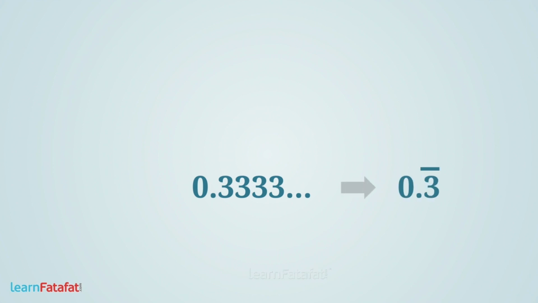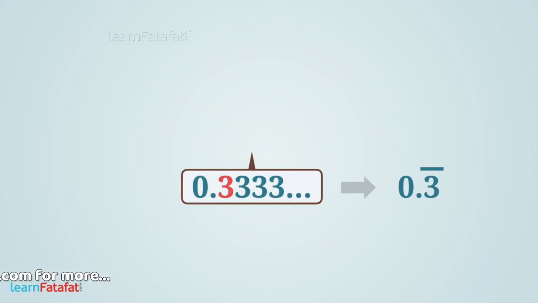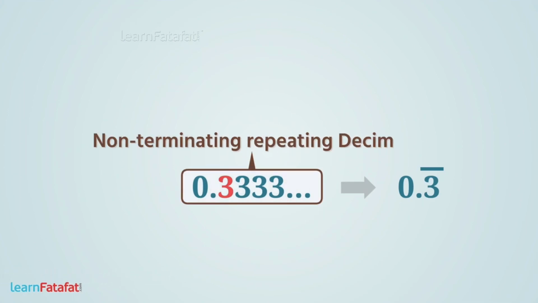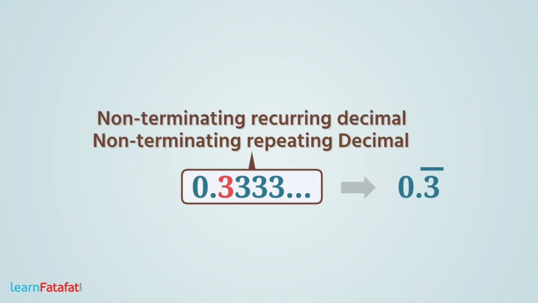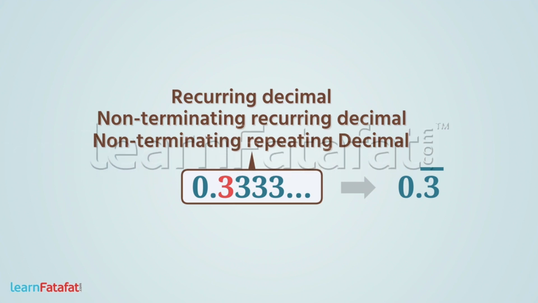Now consider a number 0.3333 and so on. It can be written as 0.3 with a bar above 3 and read as 0.3 repeating. In this number, the digit 3 is repeating continuously after the decimal point. Such a number is called a non-terminating repeating decimal or non-terminating recurring decimal or simply recurring decimal. Let's try to express this repeating decimal in p by q form. How can we do that?